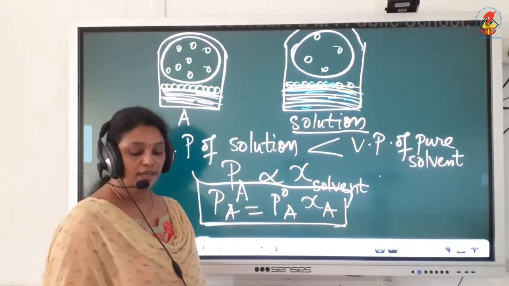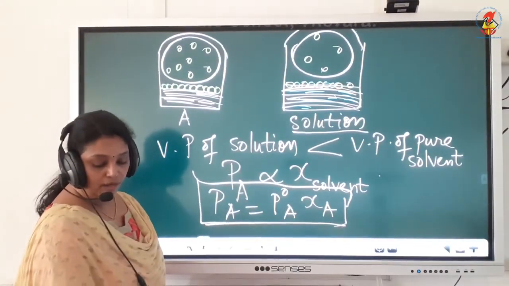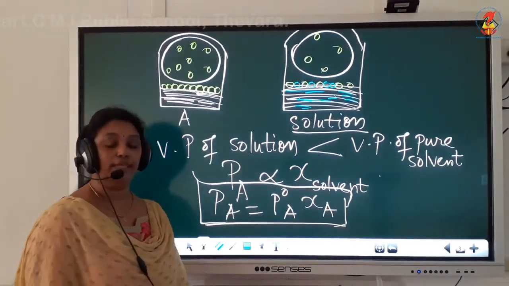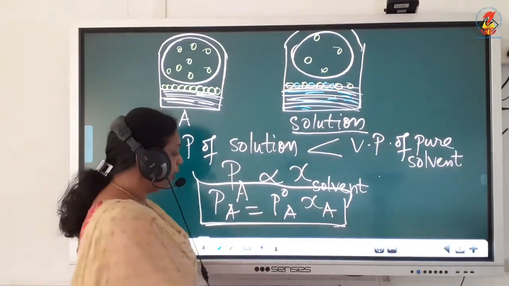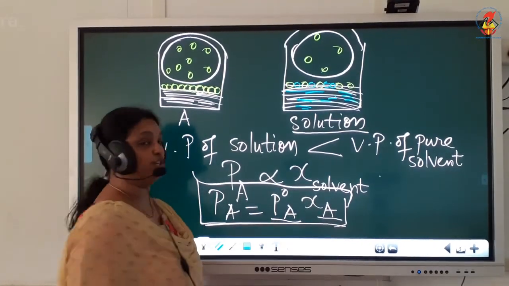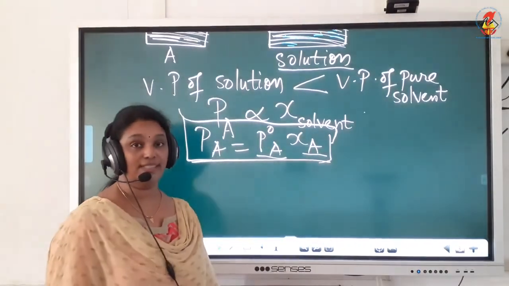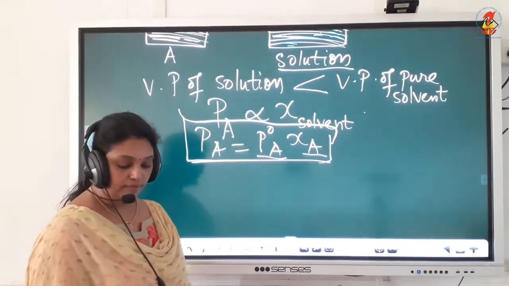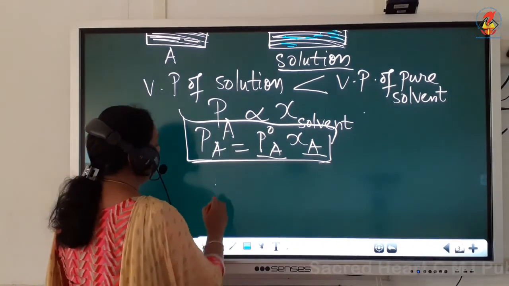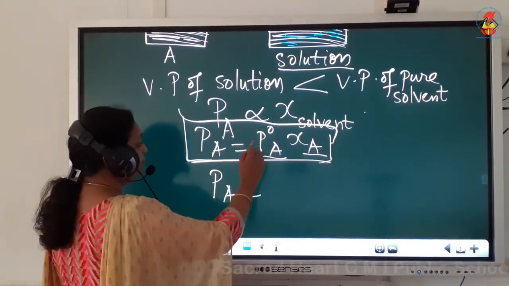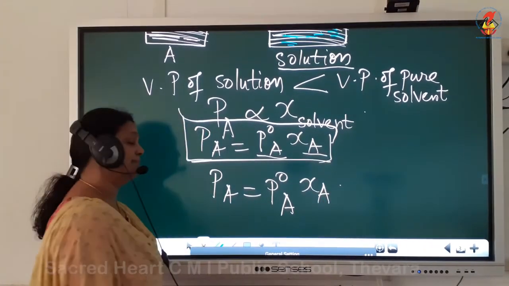Now the statement is this: Raoult's law for non-volatile solute can be stated as the vapor pressure of a solution containing non-volatile solute is equal to the product of vapor pressure of pure solvent and its mole fraction. So that is the statement of Raoult's law for a non-volatile solute. What is the statement? The vapor pressure of a solution containing non-volatile solute, that is PA, is equal to the product of vapor pressure of pure component A, P naught A, and its mole fraction XA.